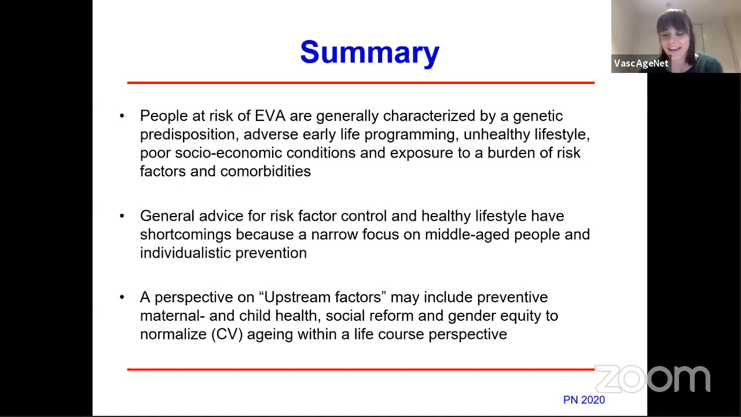So another question, how important is it to measure pulse wave velocity from central arteries for early stage screening of EVA other than the carotid to femoral as a whole?